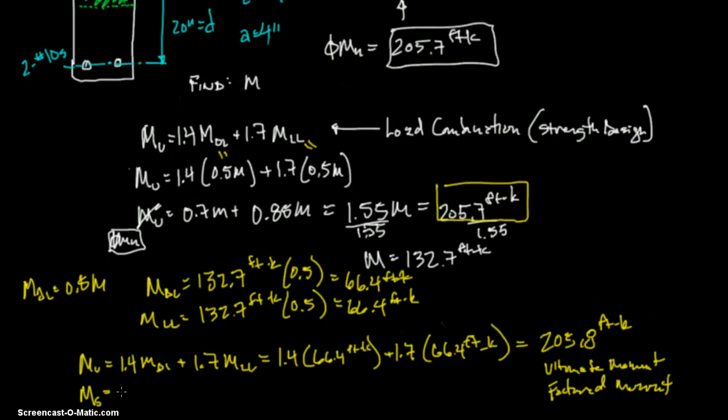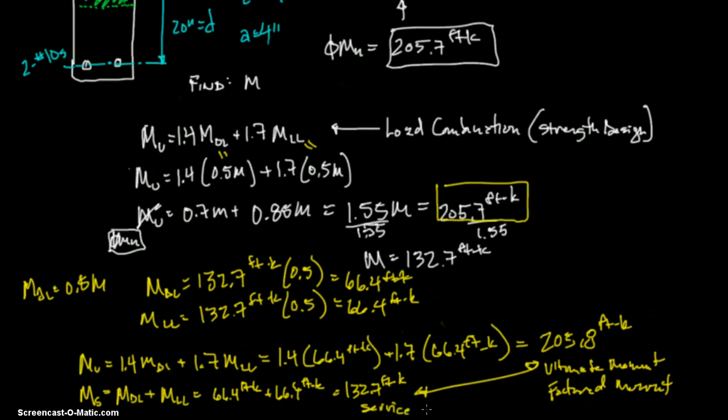So you go in and say, well, our service moment is 66.4 foot-kips plus 66.4 foot-kips. And we know that's 132.7 foot-kips. And you can see the difference between factored and unfactored. This is factored, and this is unfactored. This is service, or unfactored. All right, and that's just to help you out. You didn't need to go back through, but hopefully that helps you better understand what these load factors are doing.